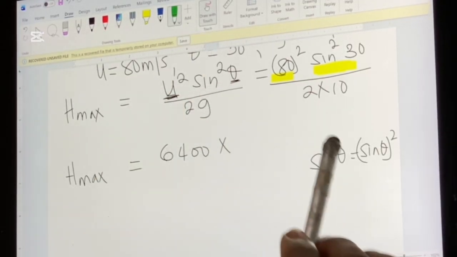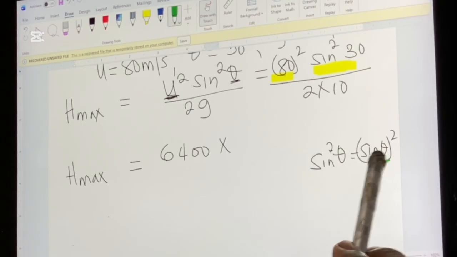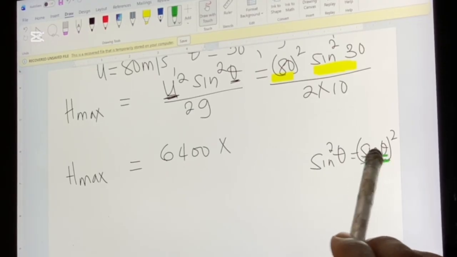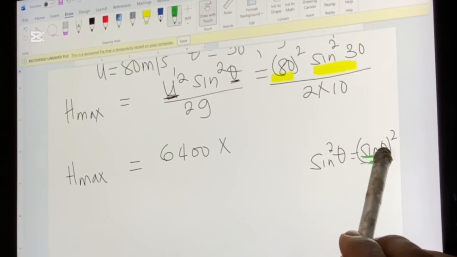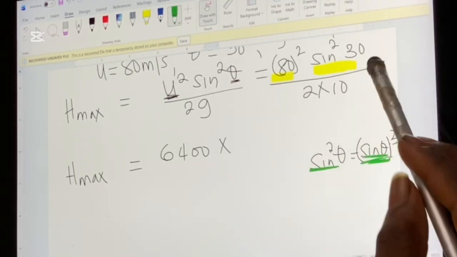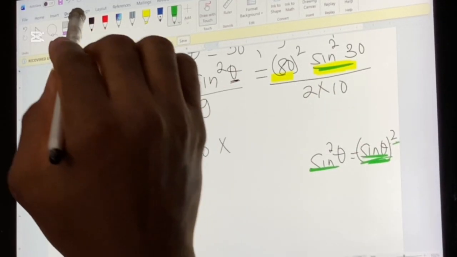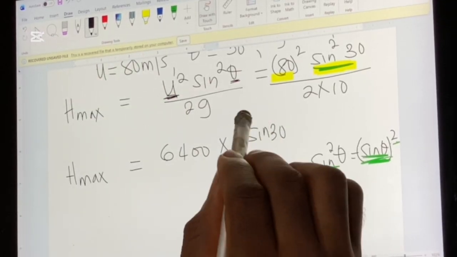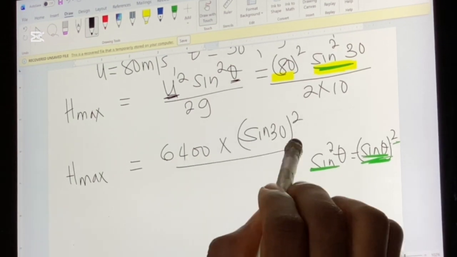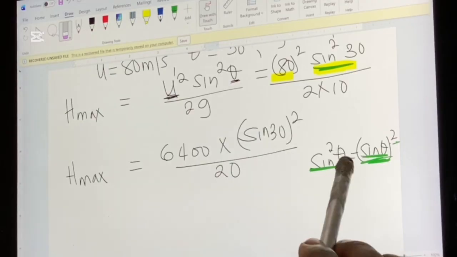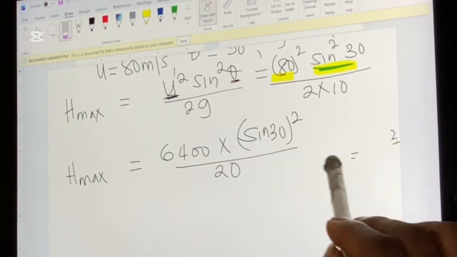So we can only express this in our calculator. That means, if I have theta as 30, you find sine 30 and you square the result. That's what this one means, and this is equal to this. So this expression is the same thing as sine 30 all squared over 2 times 10, which will give us 20.